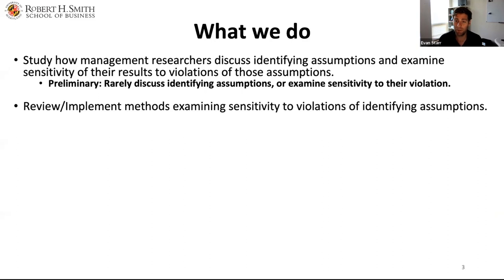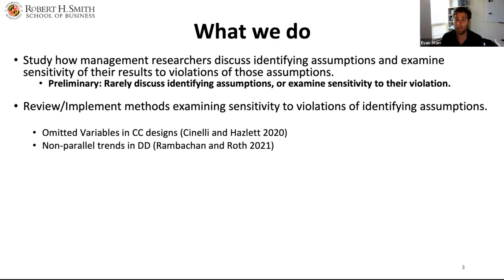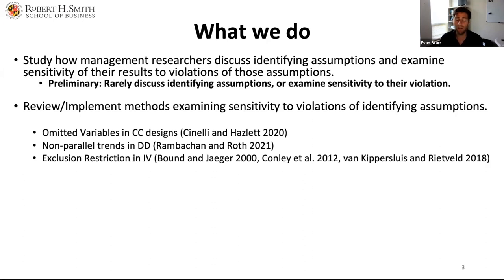And so the main crux of this paper is to review and implement methods for examining sensitivity to violations of identifying assumptions. So in the context of designs where you're just trying to control for all possible confounders, we're going to review a method by Cinelli and Hazlett that addresses omitted variables in a very beautiful way. We're going to look at non-parallel trends in diff and diff designs using a recent method developed by Rambachan and Roth. And then in the IV designs, we're going to look at what you do if you think your exclusion restriction might be violated.